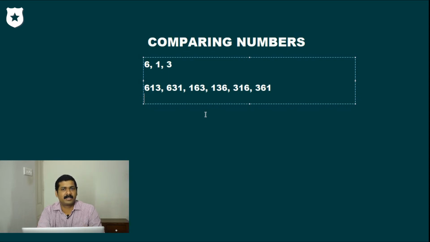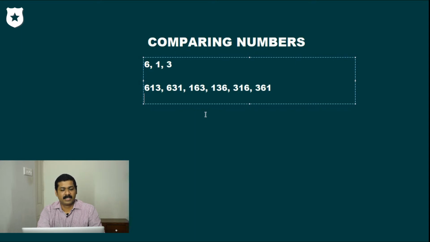So if somebody is asking you to identify the greatest number or the smallest number from a list of numbers, as a first step you have to order these numbers in one of the orders. It can be in ascending order or it can be in descending order. So if these numbers are in ascending order, the first number is the smallest number and the last number is the greatest number. If these numbers are in descending order, the first number is the greatest number and the last number is the smallest number.